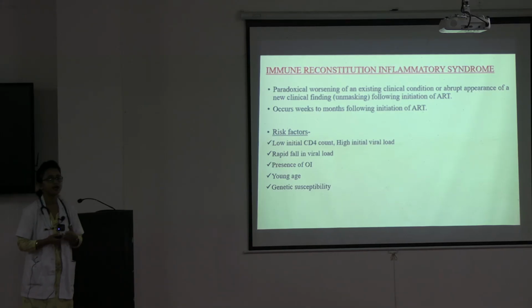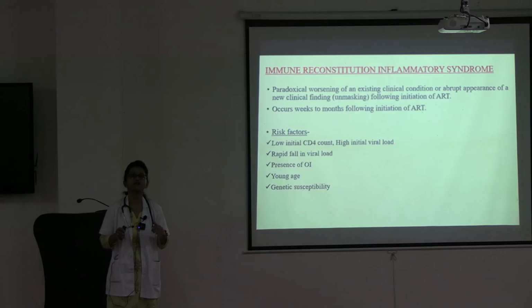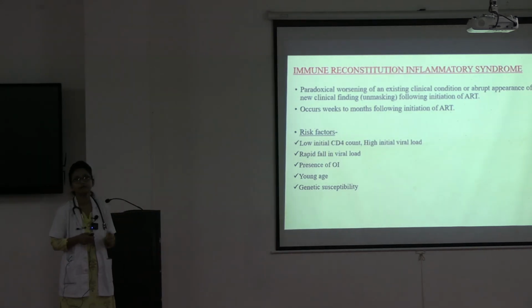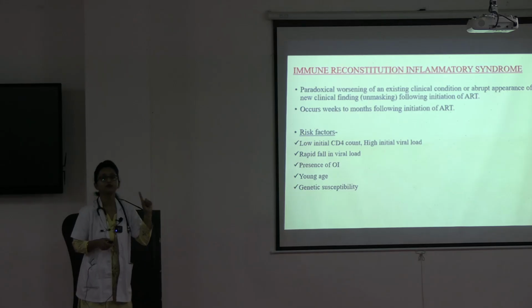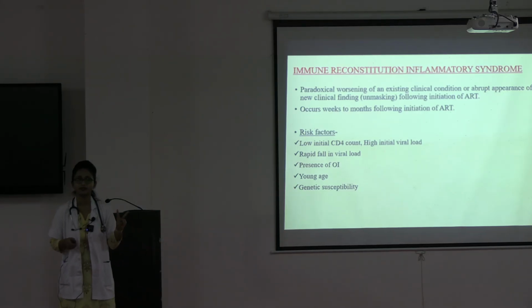In the second scenario, you are not aware of any illness, but the patient is having an occult infection. You have started the ART and there is an abrupt appearance of new clinical findings. This is known as unmasking IRIS. So we can get paradoxical IRIS or an unmasking IRIS.